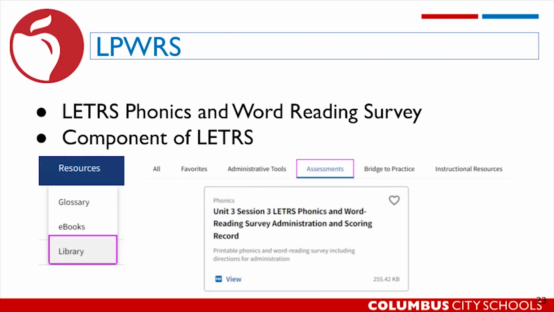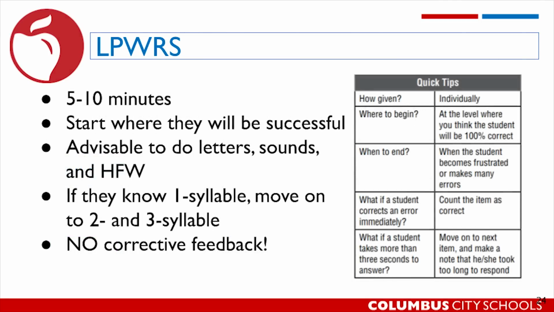After a student has received 6 weeks of evidence-based interventions in the area of phonics and spelling, they should be given the Phonics and Word Reading Survey from the Letters materials. This tool, along with progress monitoring data, will help to determine if the student is making sufficient progress with the intervention. Additional guides to support your use of the Phonics and Word Reading Survey are located in the Resources section of your online Letters course. The survey is untimed, but should take about 5 to 10 minutes to administer.